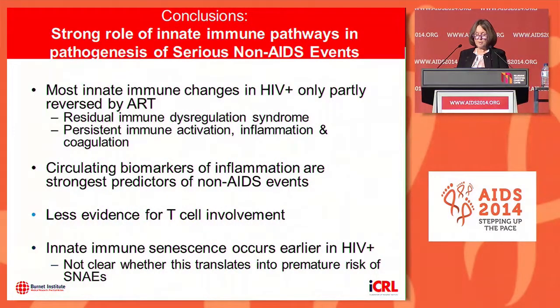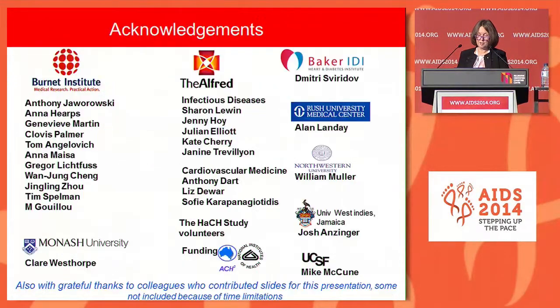The best evidence we have so far that the innate immune system is involved with non-AIDS events comes from the study showing that circulating biomarkers of inflammation predict non-AIDS events, with less evidence for T-cell involvement. And there's no good evidence at this stage that whilst innate immune senescence occurs earlier in HIV, this is translated to premature risk of serious non-AIDS events.